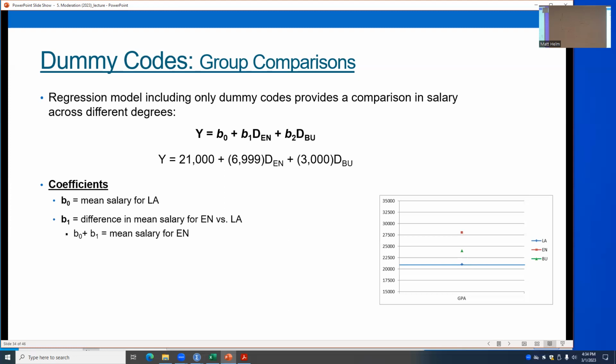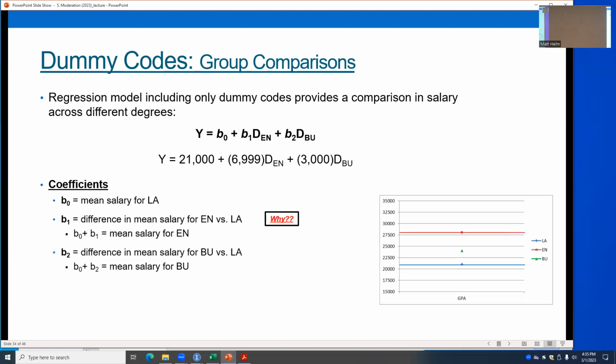My coefficient here for B1 is just the difference in the mean salary for engineering versus liberal arts, right? So basically, I'm saying that engineers are making about $7,000 more starting salary than someone in liberal arts. These data are dated, and that value is actually quite a bit larger than that. But what we're saying is, based on this model, starting salary for people with an engineering degree is $7,000 more than liberal arts. And if we add that together, that gives us our mean salary for engineers. Right? Just talk about that.